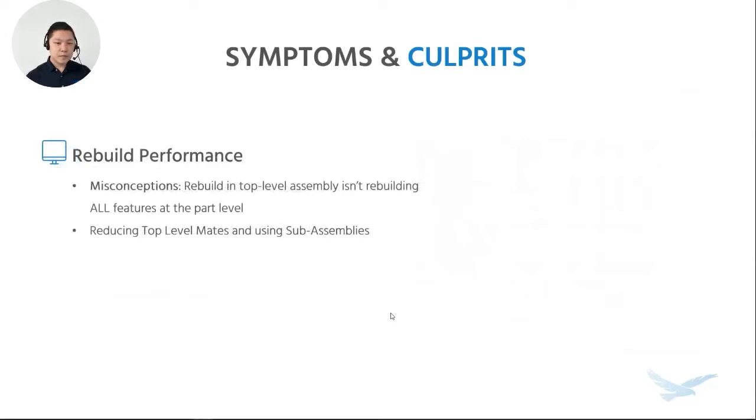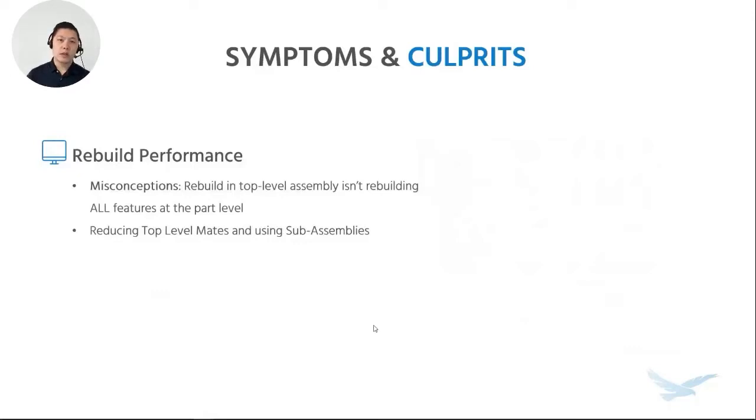The second one would be rebuild performance. Here's the misconception that people will have. When you rebuild a top level assembly, you're not rebuilding all the features in the part. The misconception is that they think that when you're rebuilding the assembly, it's doing every single feature inside each individual part, when in actuality, it's just the top level features. So you're talking about your mates and then your assembly features, okay?